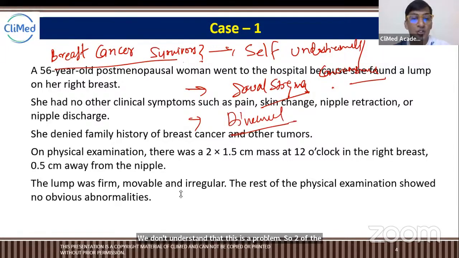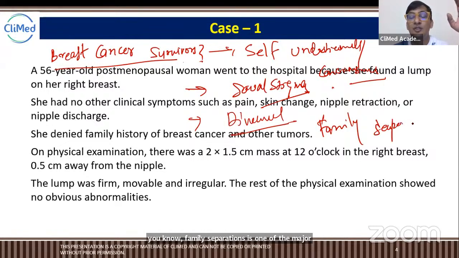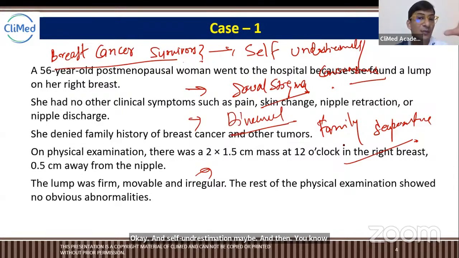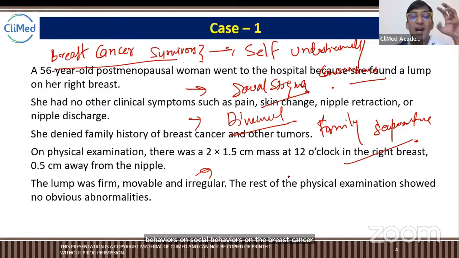Inferiority complex, social withdrawal, exactly, right? So inferiority complex is there. And divorce, family separation, is one of the major consequences of the breast surgeries. And self underestimation maybe. And then why do these people get separated? Let me tell you the truth, guys, because my study was on the social stigma and the social behaviors towards breast cancer survivors. So, why do women underestimate themselves?